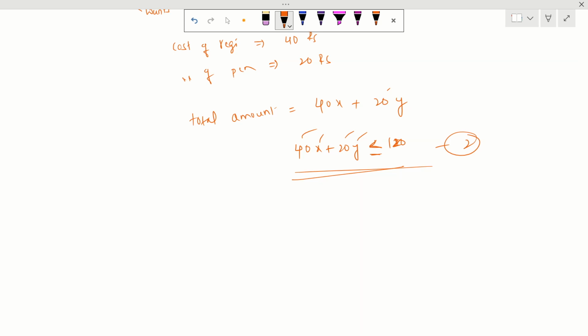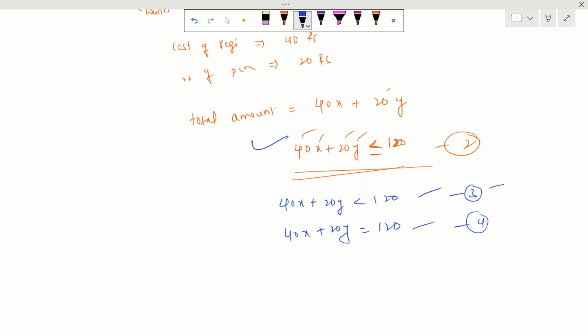In equation 2, if we observe, it contains two statements. I am writing here 40x plus 20y: either this is less than 120, or it is equal to 120. So it has two statements, either less than 120 or equal to 120. If we observe statements 3 and 4, statement 3 is not an equation.